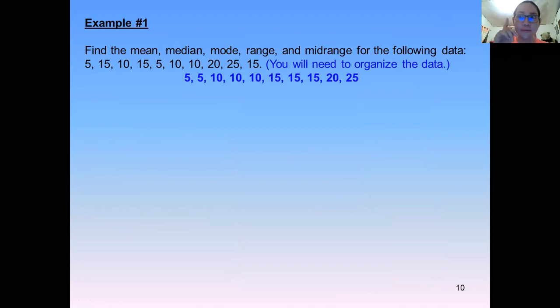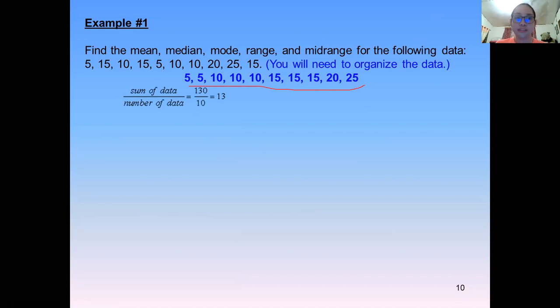Remember the formula that I mentioned a while ago? So you have 5, 15, 10, 15, 5, 10, 10, 20, 25, 15. Again, before you get the measures of central tendency and the range and mid-range, you have to organize the data set. You have to order them from smallest value to largest value, as you can see there. So we order them from smallest to largest value.